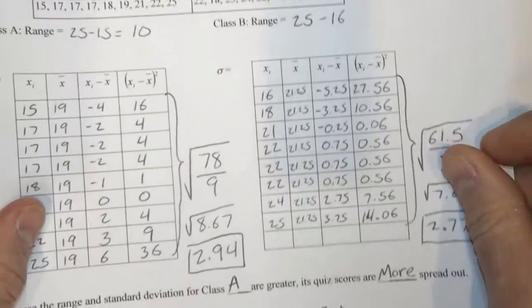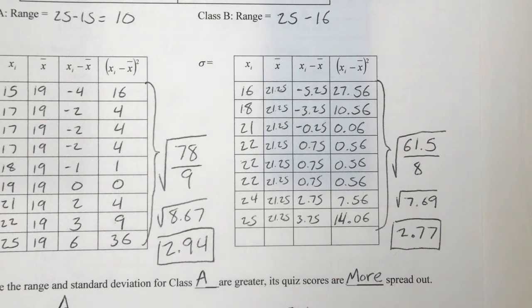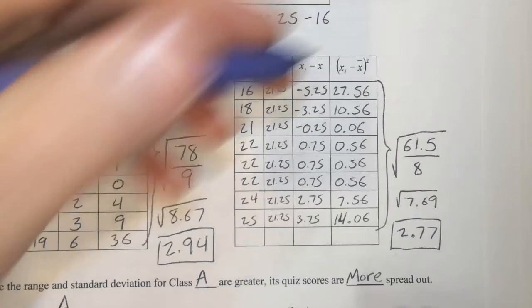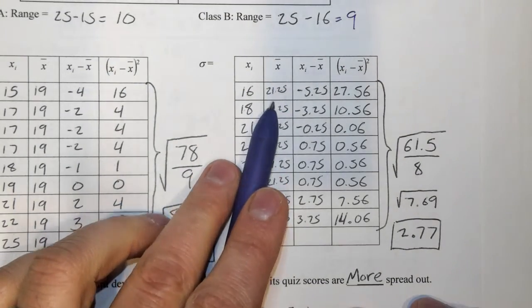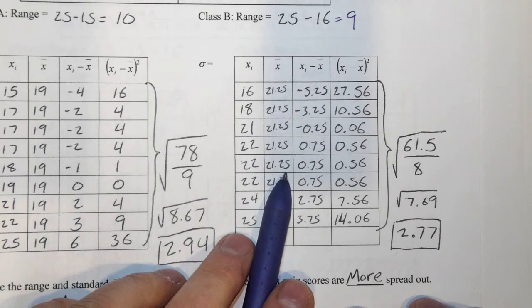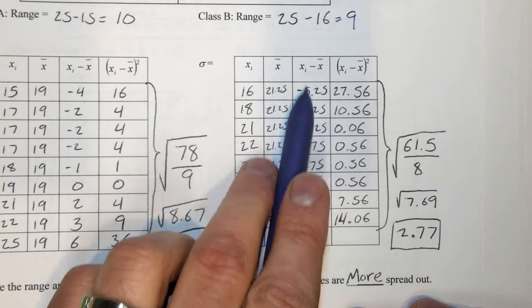All right, here is the answer for Class B. Your range is going to be 25 take away 16, which is going to be 9. Your old mean that we had from the front side was a decimal. It was 21.25. You're going to do your subtraction, and you'll have some negatives.